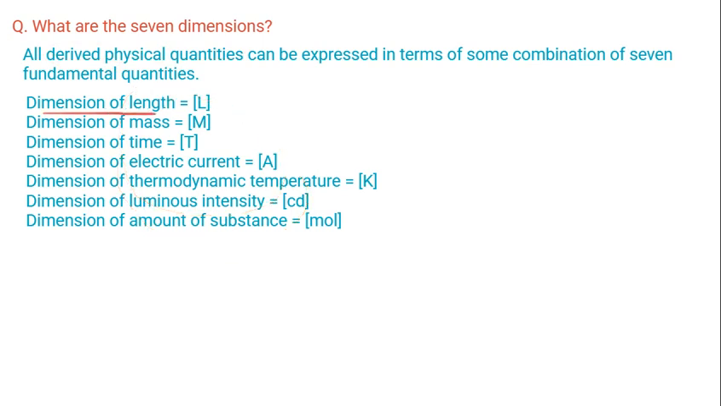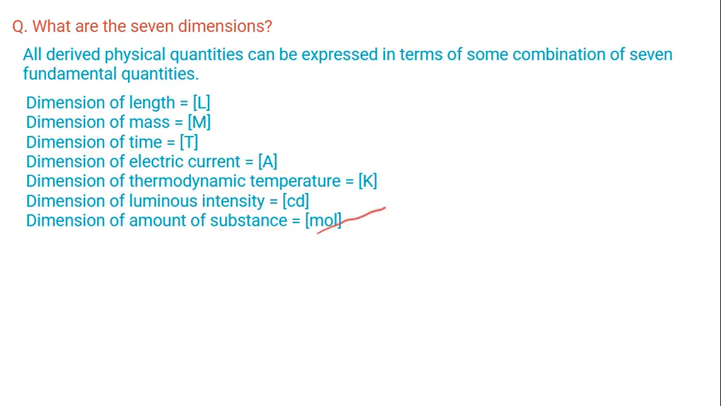So the dimension of the first fundamental quantity, length, is L. The dimension of the second fundamental quantity, mass, is M. The dimension of the third fundamental quantity, time, is T. Similarly, for electric current, capital A; for temperature, capital K; for intensity, cd; and for the amount of substance, it is mol.